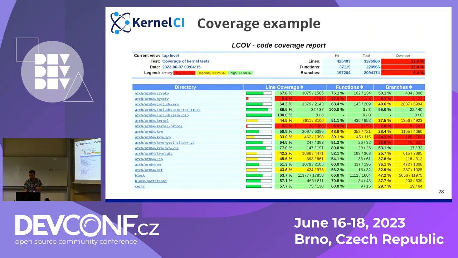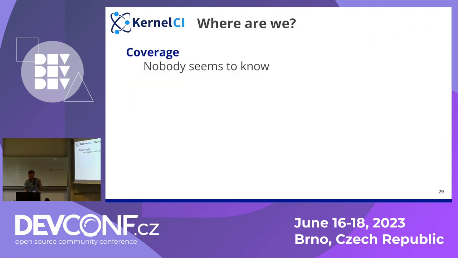You probably saw these reports before. This is from a single run at Red Hat CKI for ARM64 and a typical set of tests. This includes just some directories, well, most important ones, but not all of them. So these percentages are just some percentage. Nobody seems to know exactly what's going on there.